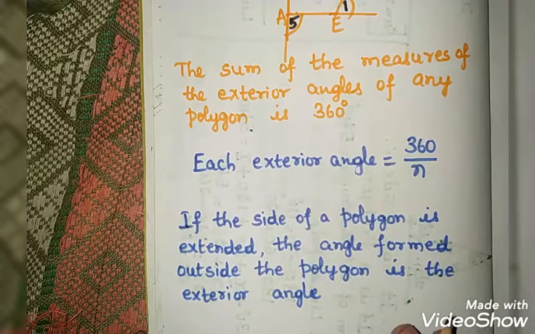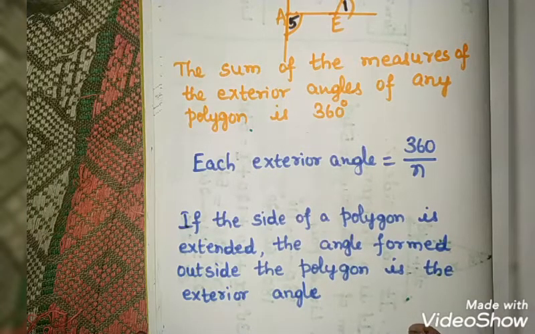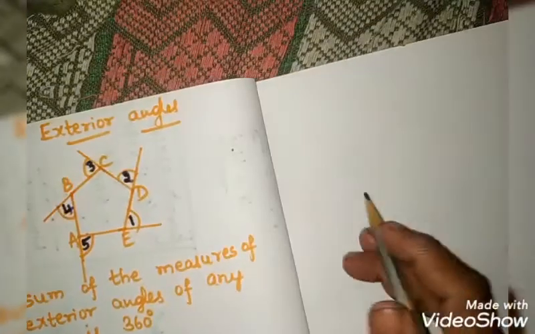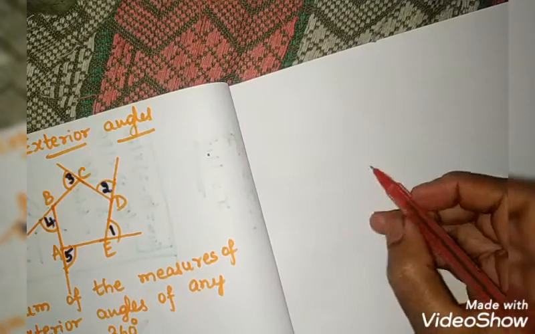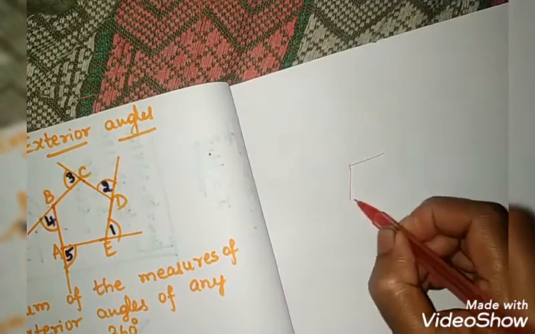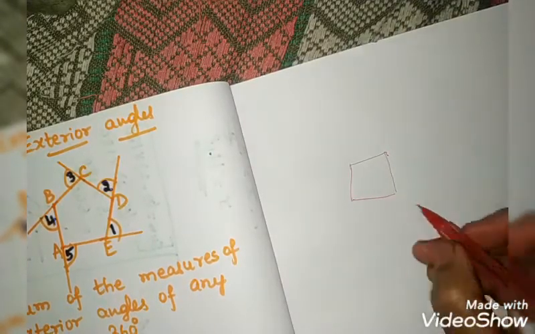What is an exterior angle? If the side of a polygon is there, if one of its sides, let us consider only one first. For all the sides we can draw. If one side is extended, the angle formed outside the polygon is called an exterior angle. How can we show that? See, children, if any polygon is there, for example, any type of polygon I am drawing like this. Let us think.